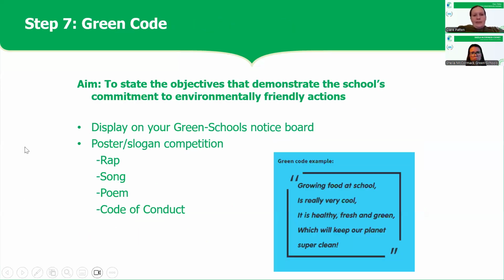And then step seven is the green code. I don't want to say lastly, because you can actually do step seven at the very beginning of your work on the theme. So you're creating a green code. A code can be a short slogan, it can be a song, it can be a poem, it can be a full code of conduct. It's basically something that sets out what your school's attitude is to the environment and specifically to this theme. So it can be nice to do a competition for this. Okay, so those are the seven steps.